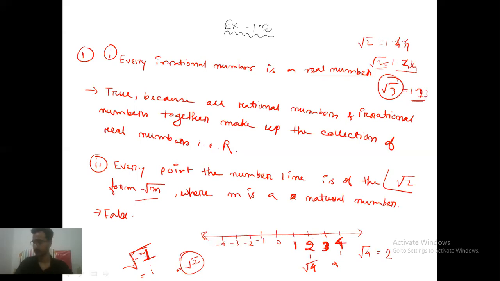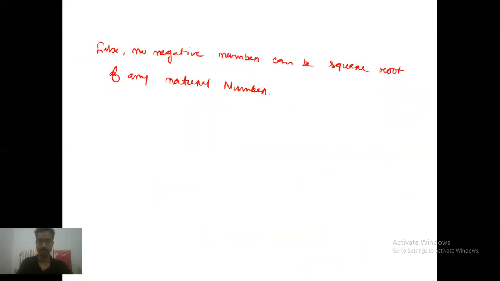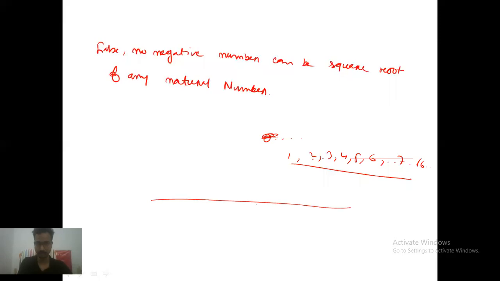But see this one. No negative number can be square root of any natural number. Natural number means what? Natural number is from 1 to infinity: 1, 2, 3, 4, 5, 6, 7, up to infinity. These are the natural numbers. Yes or no? Now, no negative number can be square root of any natural number because in the number line, positive number is also there, negative number is also there. Yes or no? In the number line, negative number is also there. But here, no negative number can be square root of any natural number.